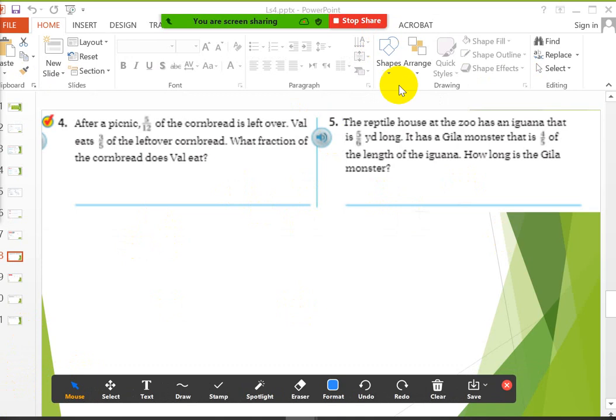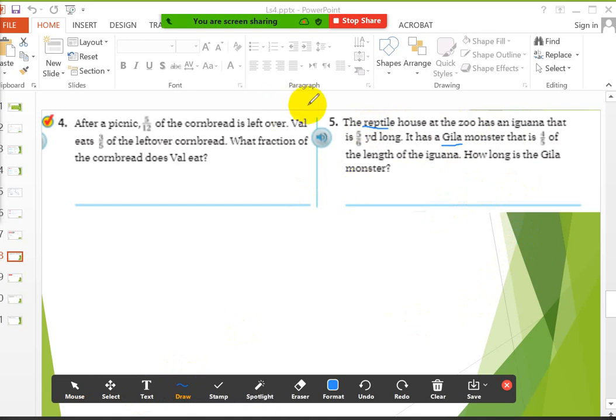The reptile house. You know the reptile? The reptile house at the zoo has an iguana that is 5/6 yard. This is YD, yard long. It has a Gila monster that is 4/5 of the length of the iguana. Okay, something maybe you can see at the zoo park. Okay, reptile and Gila monster.